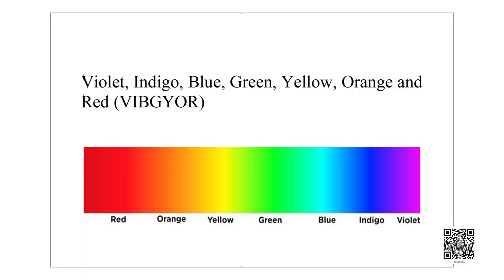White light is actually a combination of 7 different colors of light, which are violet, indigo, blue, green, yellow, orange, and red. This is often abbreviated as VIBGYOR. If white light is a combination of these 7 colors, can we split these 7 colors from white light? Or can we split white light into these component 7 colors? Yes, it is possible. This very phenomenon is known as dispersion of light.